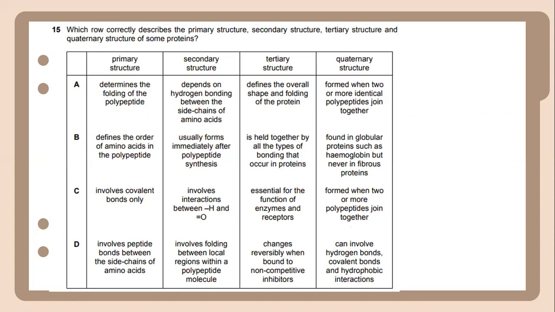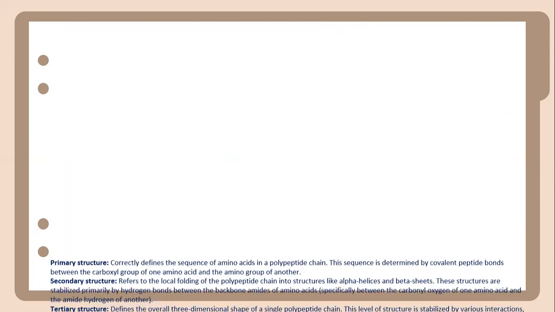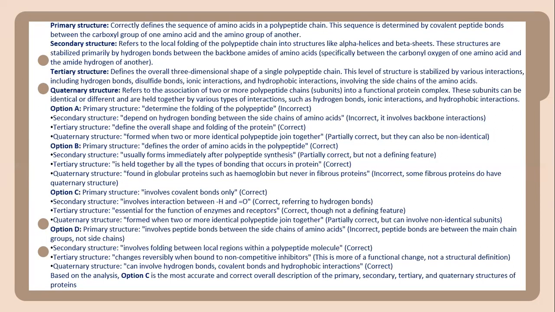Number 15, which row correctly describes the primary structure, secondary structure, tertiary structure, and quaternary structure of a protein? So the explanation for this is that option C is the most accurate and correct overall description of the primary, secondary, tertiary, and quaternary structures of the protein. Because primary structure involves covalent bonds, and secondary structure involves interactions between H and O, and tertiary structure is essential for the function of enzymes and receptors, and quaternary structure is formed when two or more identical polypeptides join together.